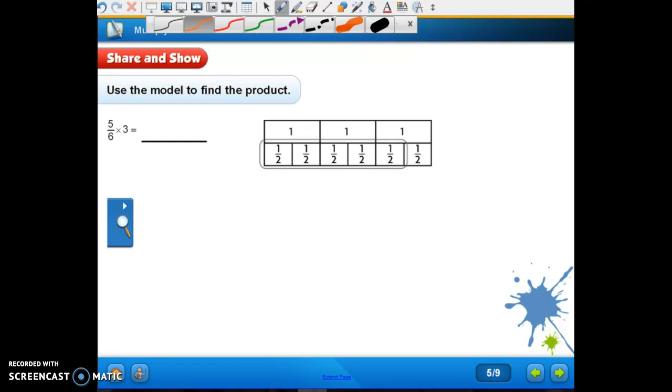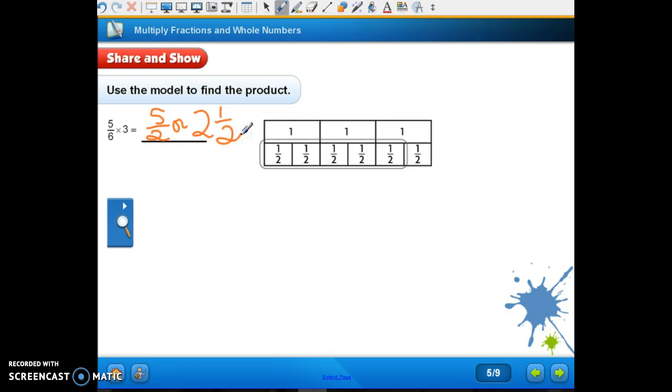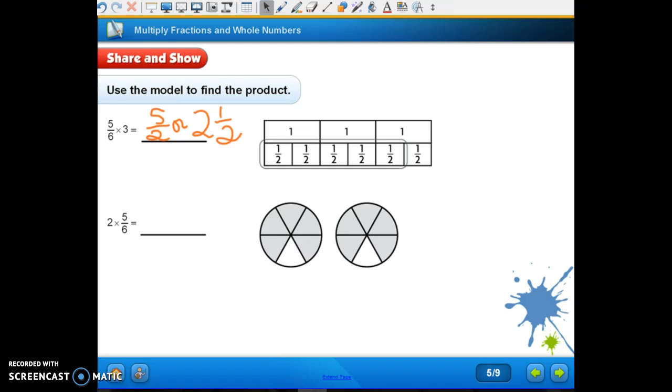So, 5 halves, which if we made that into a mixed number, how many 2s in 5? 2. And what would we have left over? 1, right? Half. So 2 and 1/2. This is number 2 on the share and show.